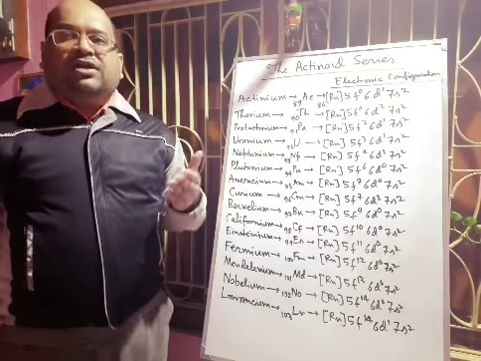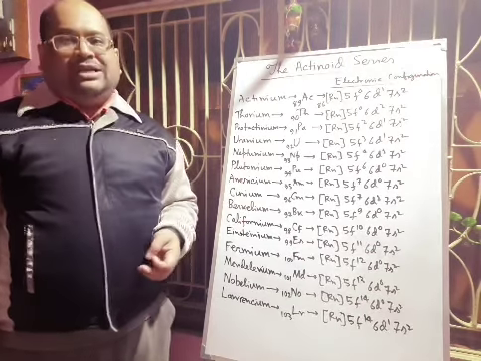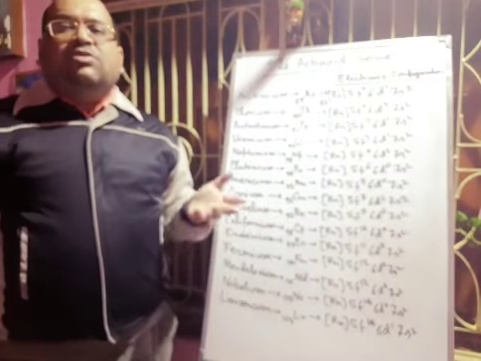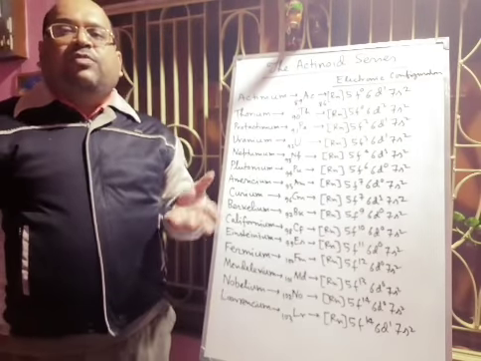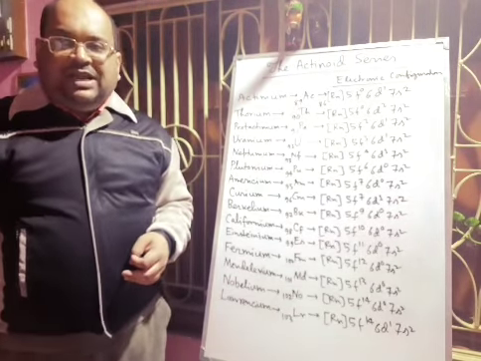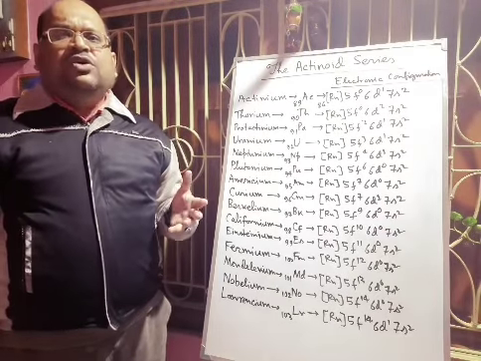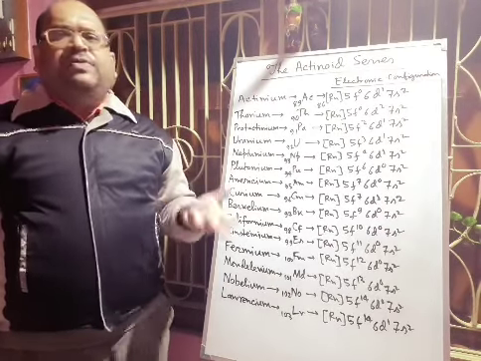This is called actinoid contraction, like lanthanoid contraction. Now what is the cause of this actinoid contraction? Same, the cause of the actinoid contraction is the poor shielding effect of 5f electrons, or 5f orbitals, as well as its more diffuse shape.